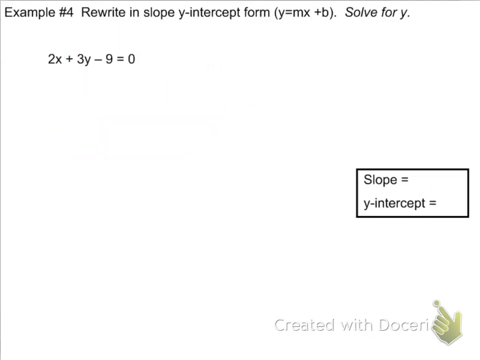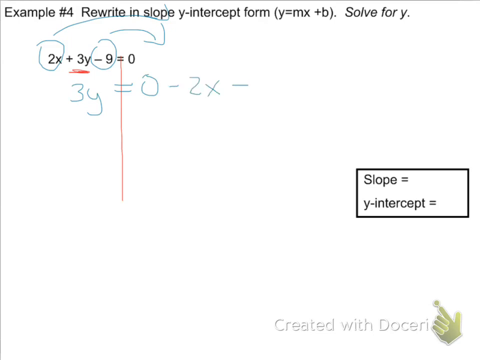Okay, once again, we're going to try to rearrange and solve for y. We can do that using the method where you move things across the equal sign. This will need to be moved, the negative 9, and the 2x. So 2x and negative 9, move them to the other side. And that leaves us 3y equals 0, and instead of positive 2x, negative 2x, and instead of negative 9, positive 9. 3y equals negative 2x plus 9 when we combine the 9 plus 0.